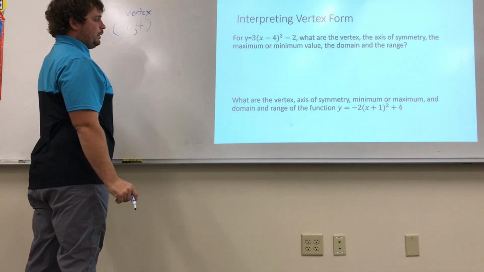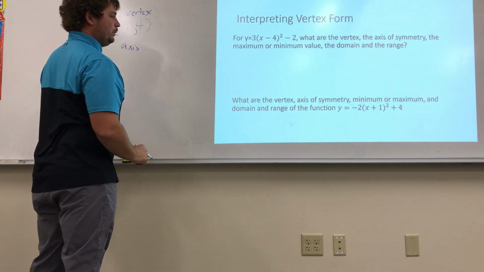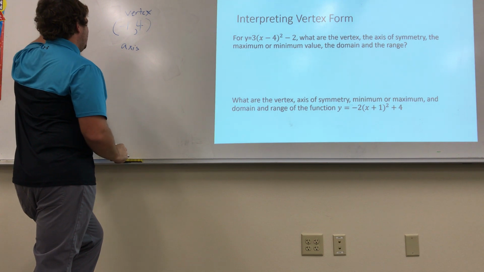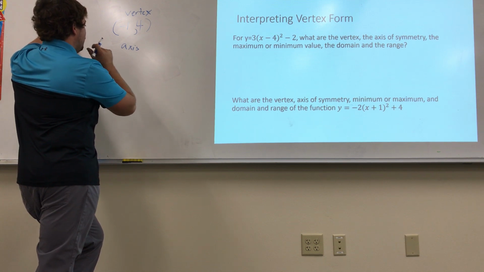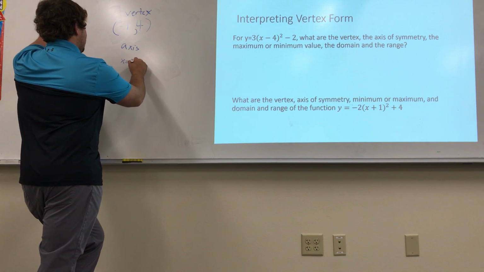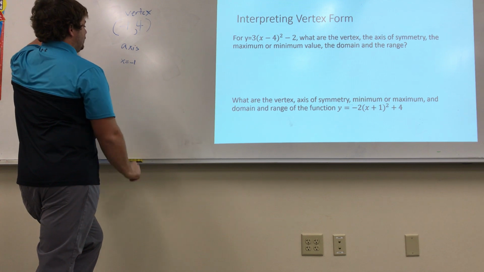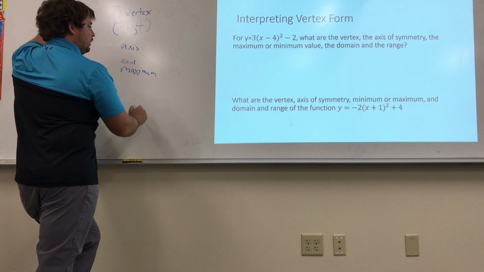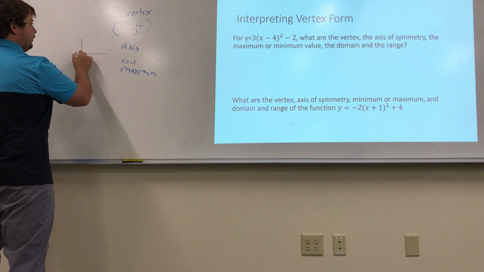All right. Axis of symmetry is going to be, well, where is my vertex on the x-axis? Well, it's going to be -1, so x is going to equal -1 for my axis. Minimum or maximum: it's opening upside down, so it's going to be a maximum. I would just sketch out a quick graph here. You might be able to figure it out based off the information.